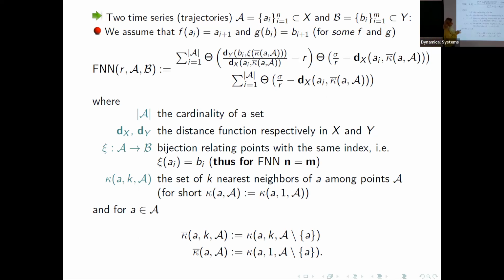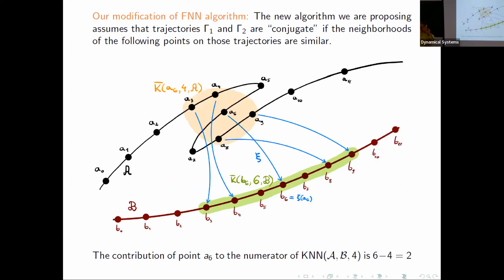I see. Yes, if for example here you have A_i and A_j is its nearest neighbor, then here I have B_i and B_j. Okay, but perhaps it's also possible to consider some more complicated matching here. I'm mentioning this because, let's say, this is one method, one possible test of conjugacy between time series or trajectories.